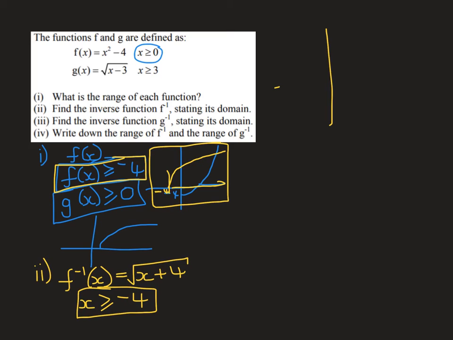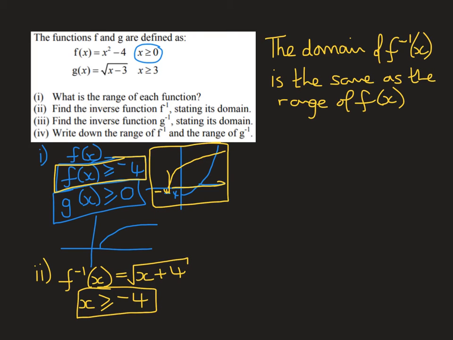Please write this down. The domain of the inverse of f of x is the same as the range of f of x. And this is a really useful result. If I didn't know that, sometimes when we work out the inverse and we talk about its domain, we come up with unusual results because we haven't considered what could have originally gone into this function. So it can get quite fiddly.